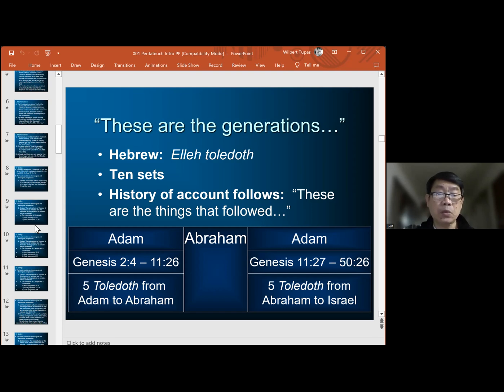So from Genesis chapter 2, verse 4 to chapter 11, verse 26, it talks about the Toledot from Adam to Abraham. That is, sabi natin ay, this is the account of the heaven and the earth, chapter 2 to chapter 11, actually. But between that, Toledot from Adam to Abraham. Then from Genesis 11:27 to chapter 50, verse 26, Toledot from Abraham to Israel. So the generations of Abraham to Israel or Jacob.